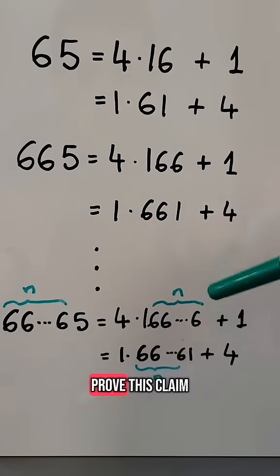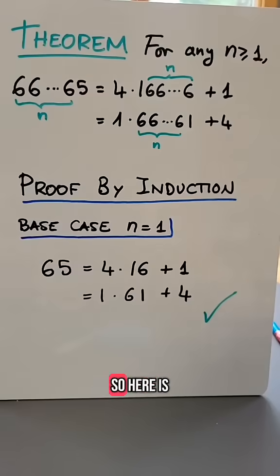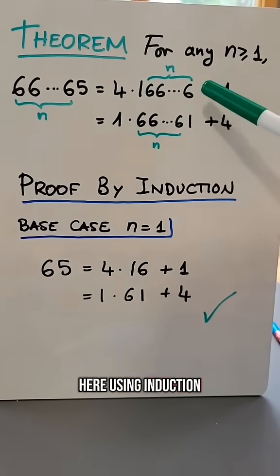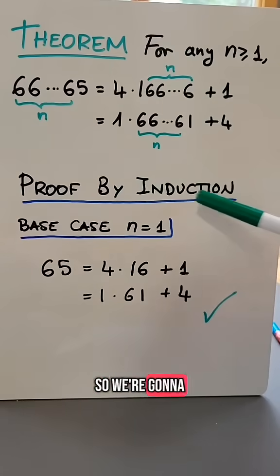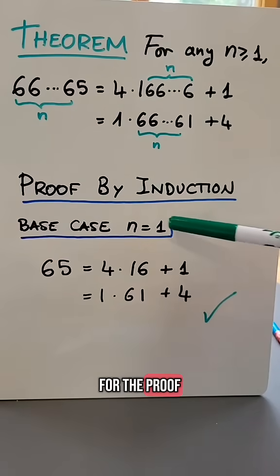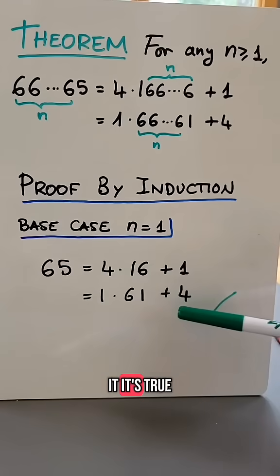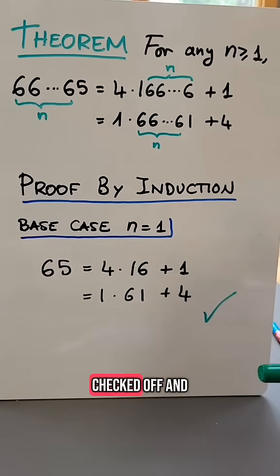So we're going to prove this claim down here. So here is our theorem. And we are going to prove this equality over here using induction. So this is true for any n. So we're going to use induction for the proof. The base case of n equals 1, we've already seen. It's true. So that's checked off. And now we're going to prove the next step.